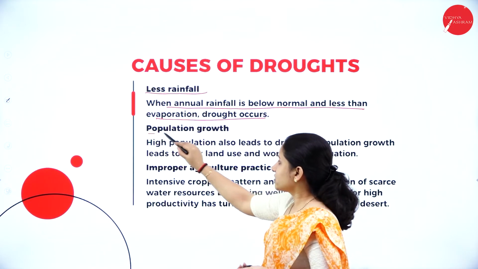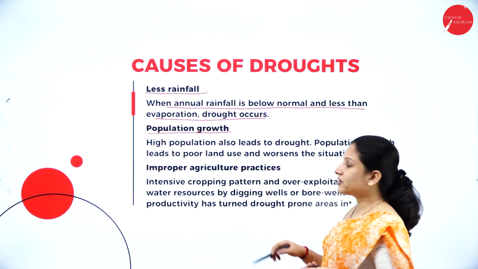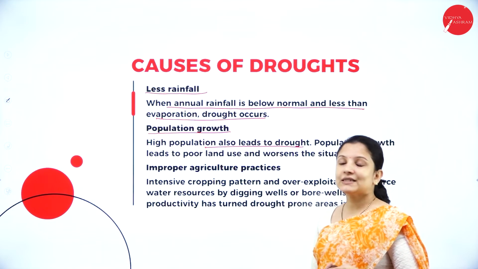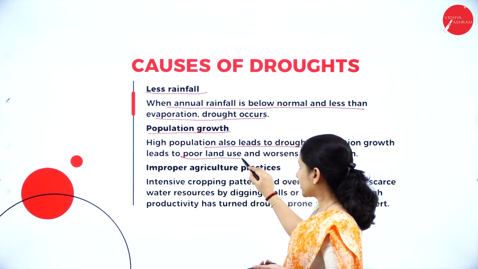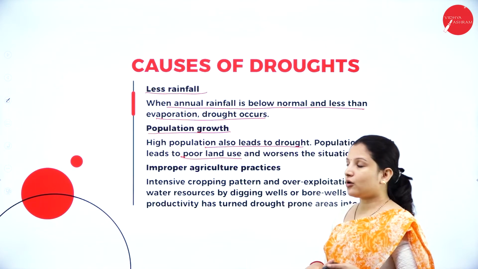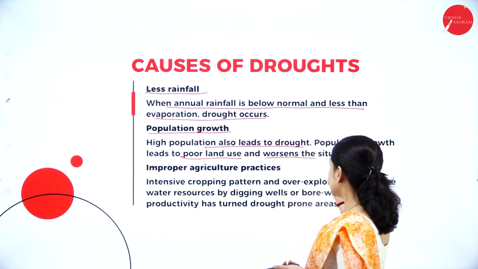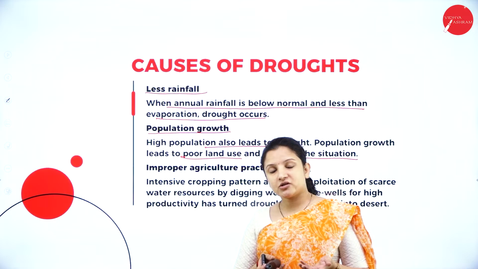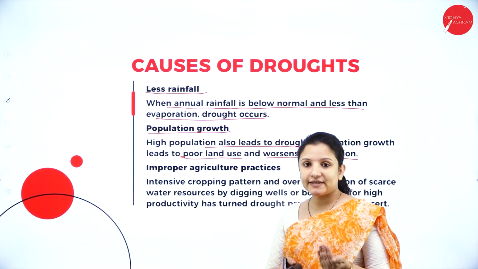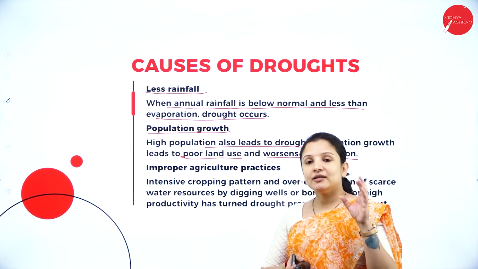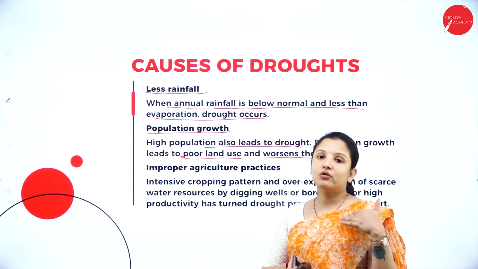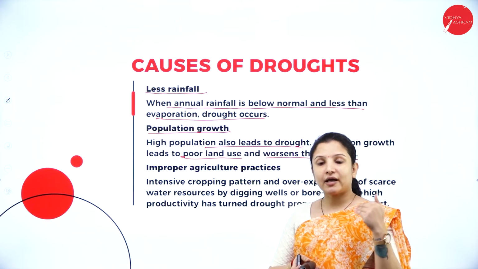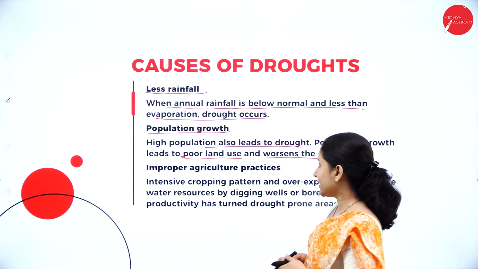Next is population growth. So higher population can lead to drought. Why? Because population growth leads to poor or improper land use and also it will worsen the situation. Why? Because, as I told you, as the population increases, urbanization increases, wherein less soil will be there and more cement is what you will find everywhere. So that also can cause droughts to a larger extent.